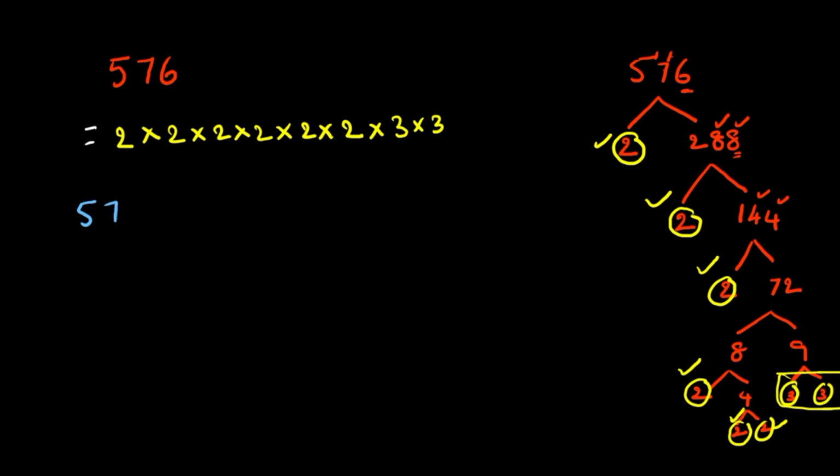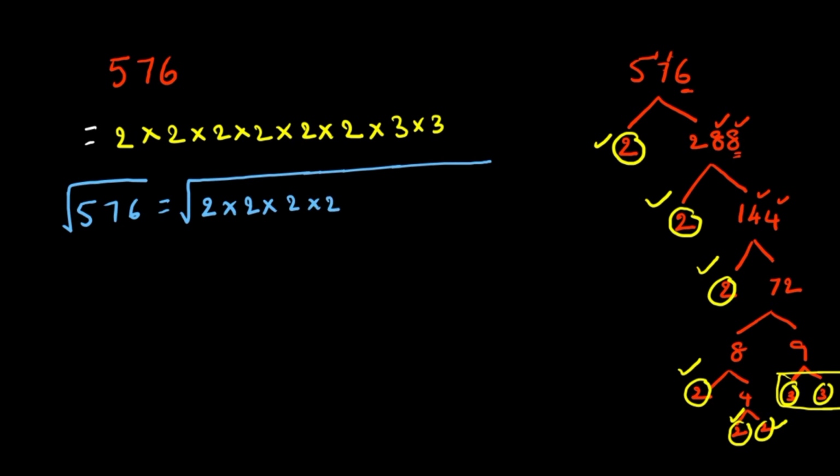576. Square root of 576, we write now square root of, how many 2's are there? 1, 2, 3, 4, 5 and 6, and we have 2 times 3 into 3. So what we do now is prime factorization. Already we have discussed the square root of a number like 36: we write 6 into 6, then one of the 6s is the answer. That means the square root of 36, right?